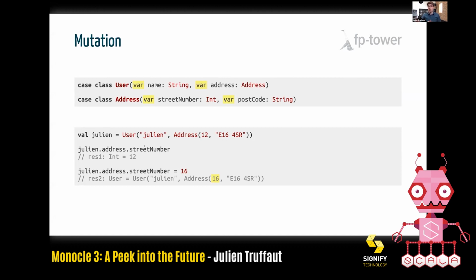But the nice thing with variables is that we can as easily update our street number. You say julian.address.streetNumber = 16, and this way we will mutate the current user and set the street number. So I think this syntax is great. It's very simple, very understandable, probably also because we learn it this way. But I think it's very concise, it's very good. So why are we trying to work on this? Why are we trying to improve it if it's already very good?